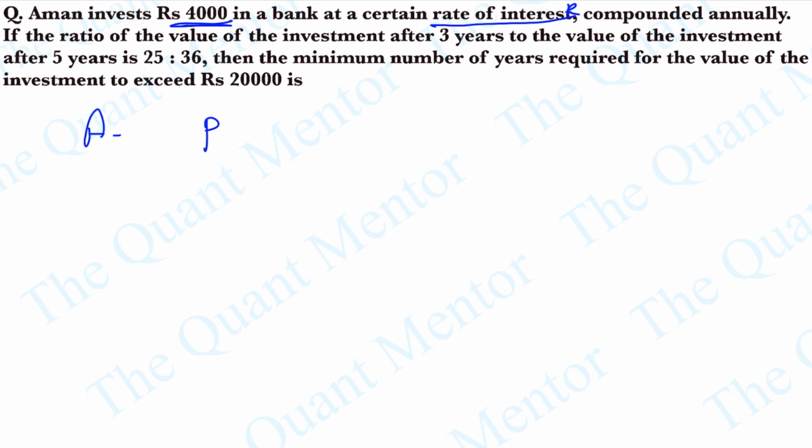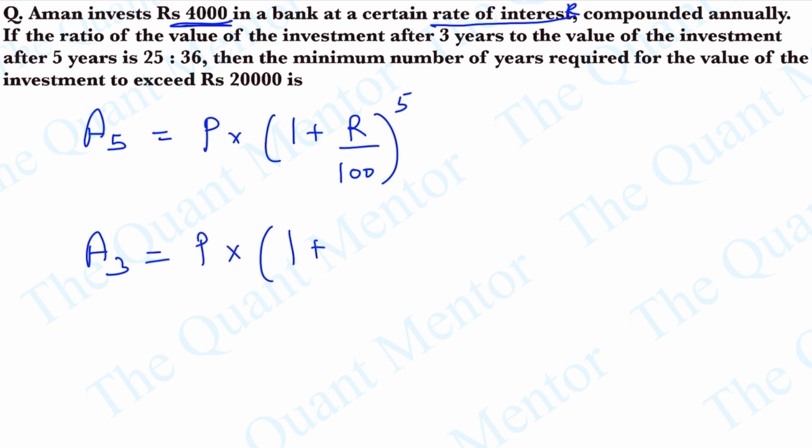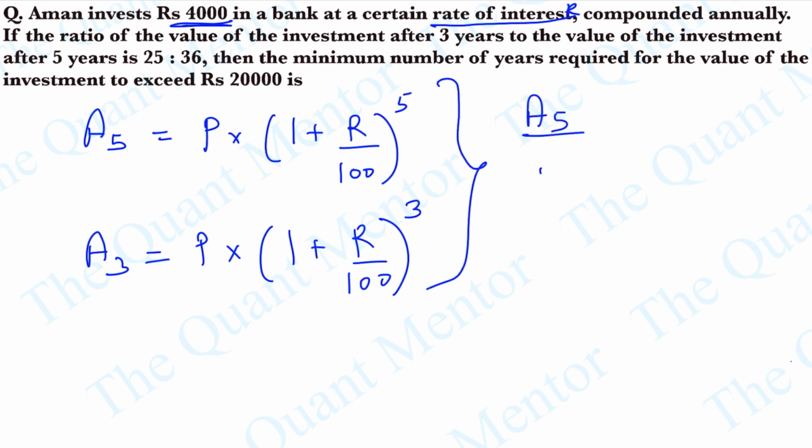Then the amount after 5 years will be P into 1 plus R by 100 raised to 5. Similarly, the amount after 3 years would be principal into 1 plus R by 100 raised to 3. The next step, we are going to divide these two. On the left hand side, I will have amount after 5 years upon amount after 3 years will be equal to P, and P will get cancelled out, and 1 plus R upon 100 raised to 5 will get divided by 1 plus R upon 100 raised to 3. Effectively, I will have 1 plus R upon 100 raised to 2.